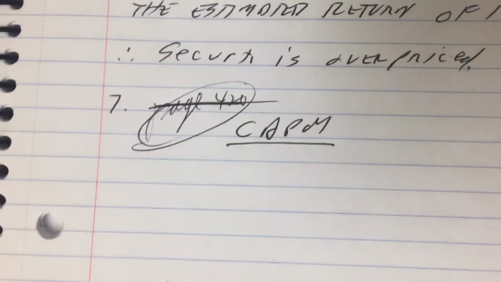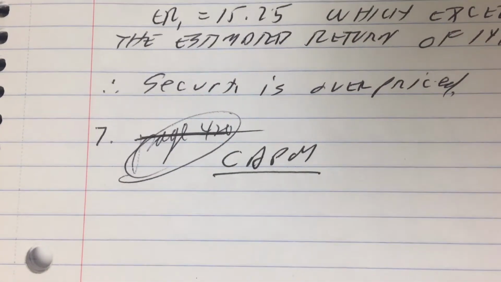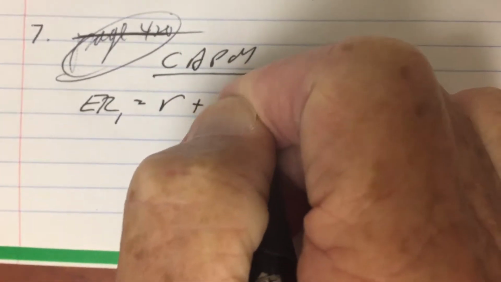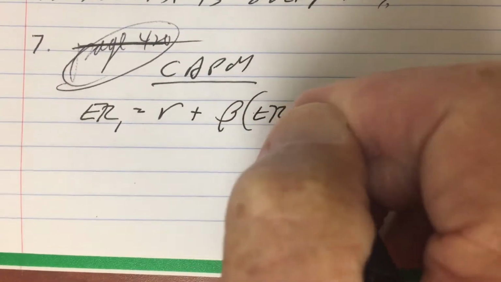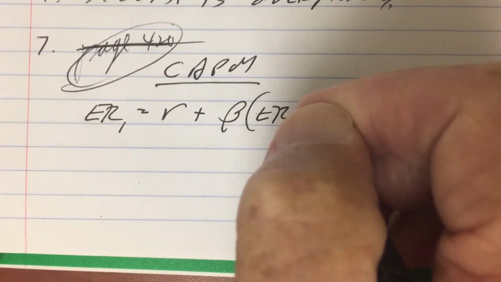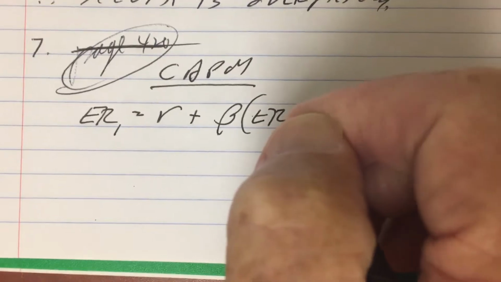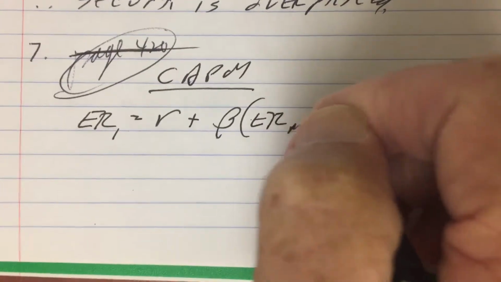So the first thing we're going to do is go back to the front of the exam. We're going to put down the formula for CAPM. CAPM is the expected return on an asset, on a stock, whatever, is equal to the risk-free rate, R, plus beta times the expected return on the market minus the risk-free rate.